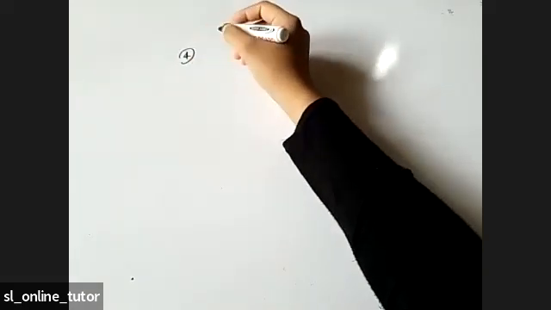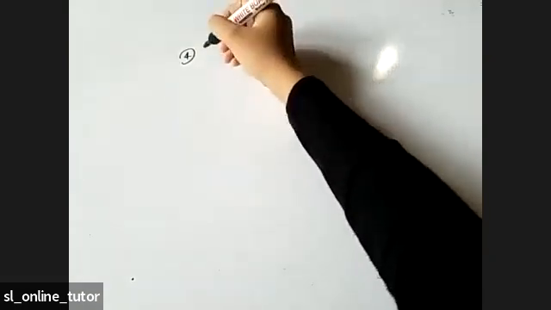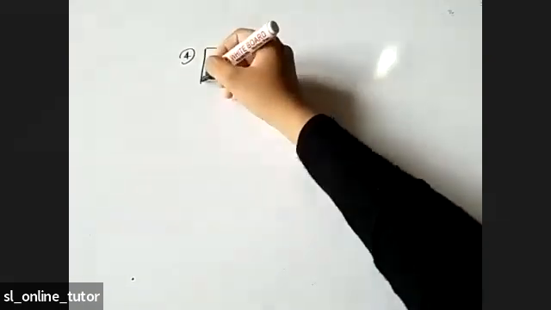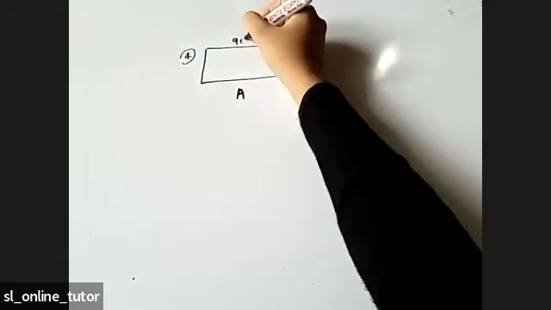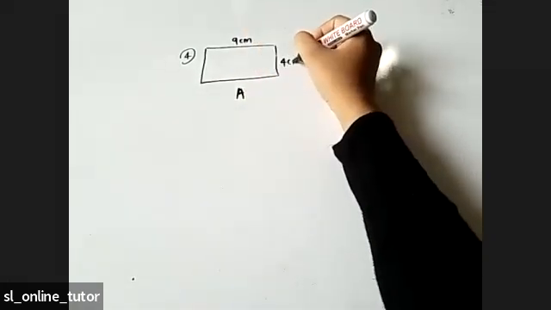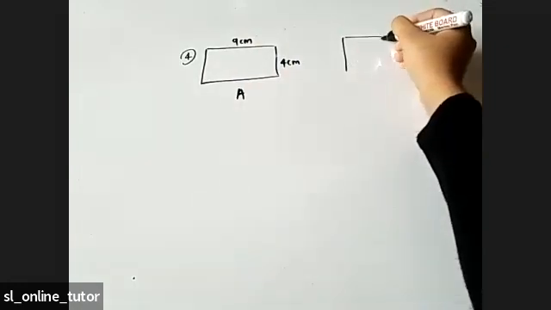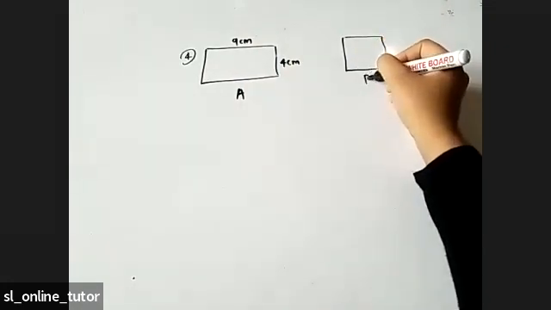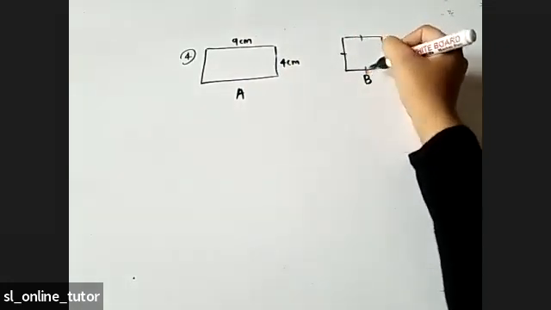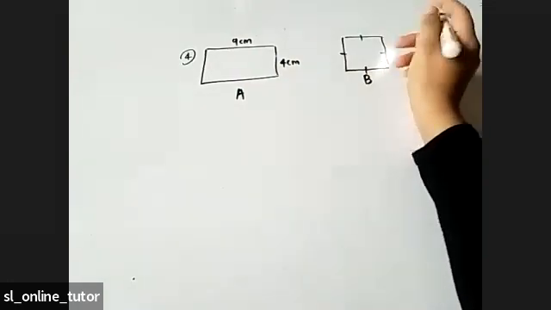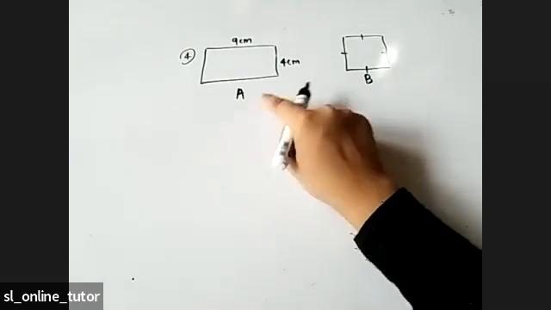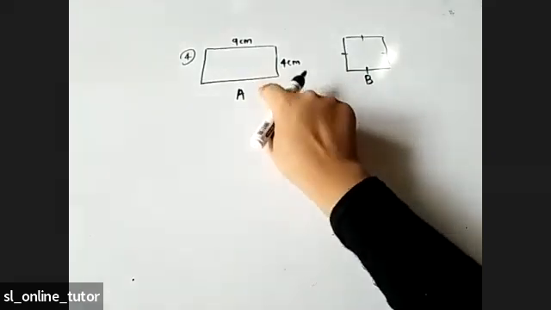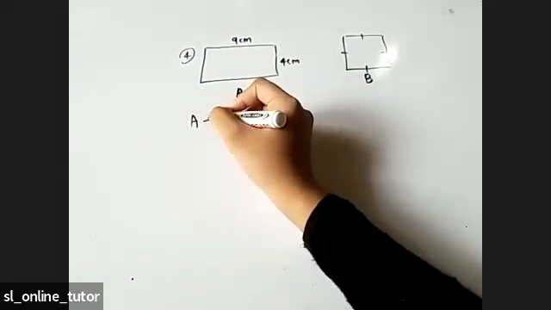In the fourth question, they have given a rectangle and a square. Okay, children, listen carefully. The rectangle they have named A, length 9 centimeter, breadth 4 centimeter. The second diagram is a square, named B, all sides are equal. Now the question is telling that if the area of figure A is equal to the area of figure B, what is the area of this figure A?